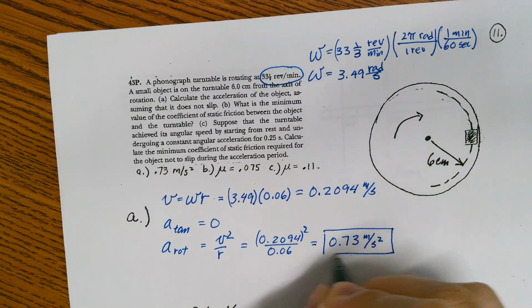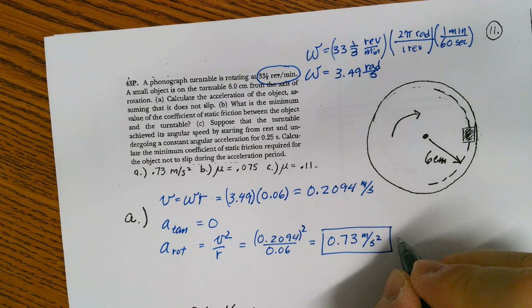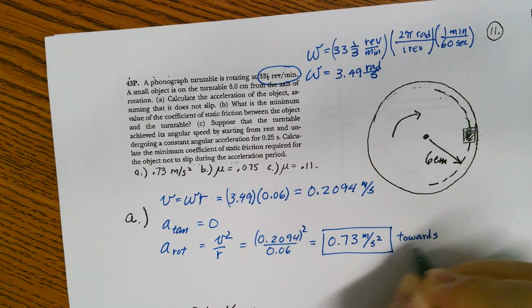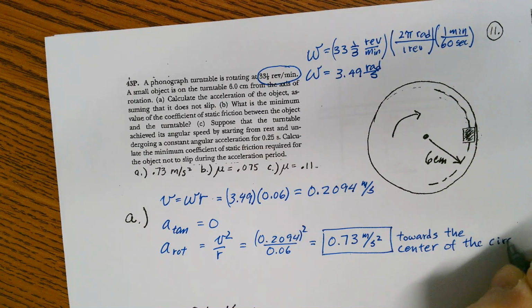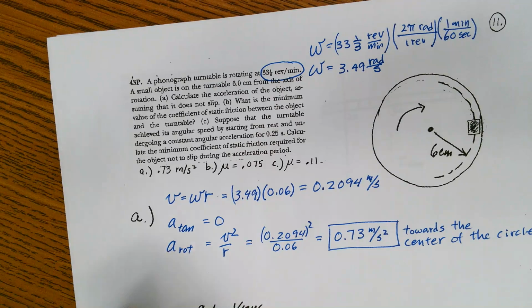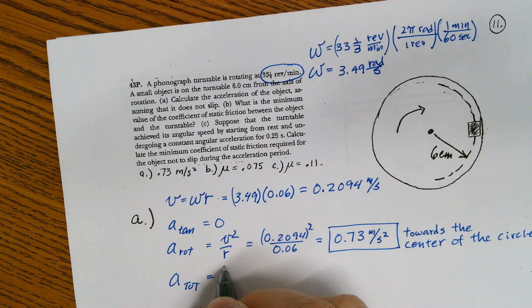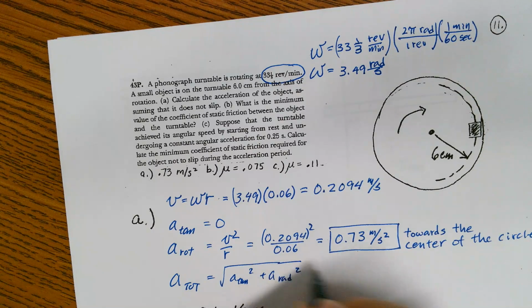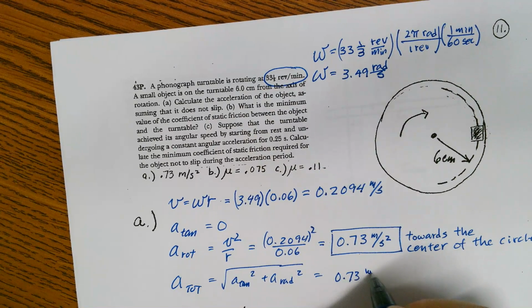So for total acceleration, we only have radial acceleration, okay? And this is towards the center of the circle, right? Okay? So a total is basically the square root of a tangential squared plus a radial squared. So you're just going to get this, which is 0.73 meters per second squared.